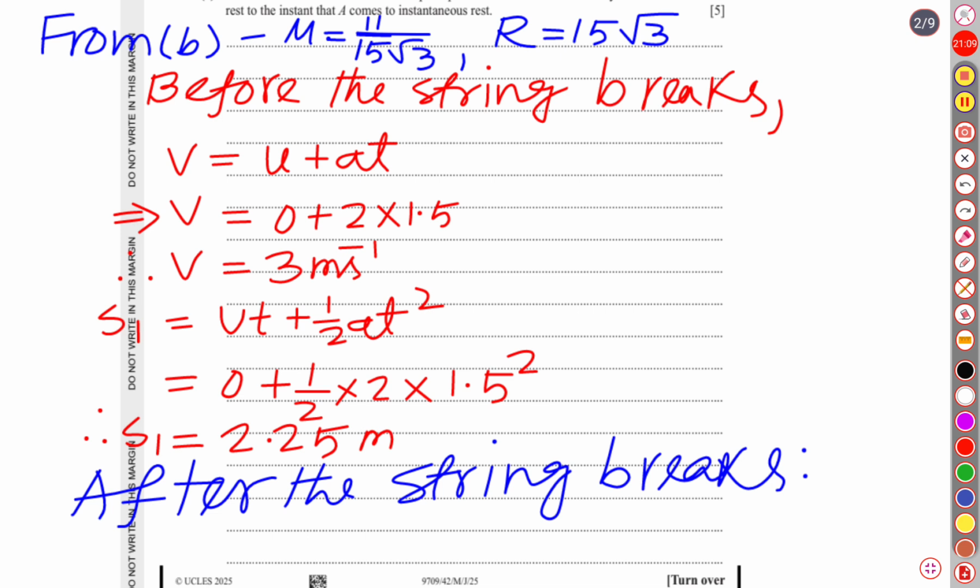Remember, whenever the string breaks, it doesn't mean that all of a sudden the particle was at instantaneous rest. No, the particle was still moving up to some extent. So at that moment, there must be an acceleration or deceleration. Let us find the acceleration just when the string breaks. After that, what was the acceleration? For finding acceleration, we will have to apply Newton's law of motion.